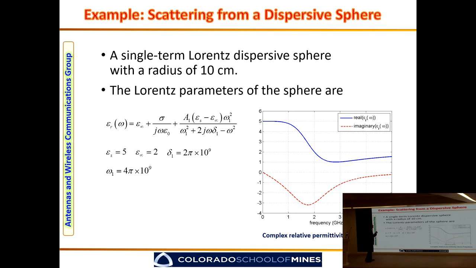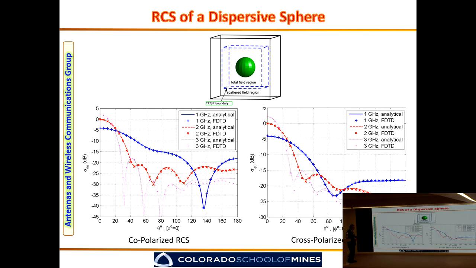This is just one example of dispersive material. You can see that the real part changes as a function of frequency, and the imaginary part also changes as a function of frequency. So if this represents the complex permittivity of the material as a function of frequency, we can adapt the finite difference time domain to use this kind of equation for the permittivity. And this way, we can integrate the dispersive material into a finite difference time domain code.